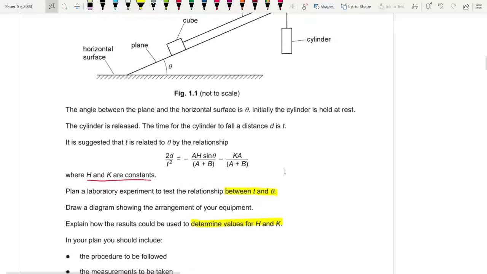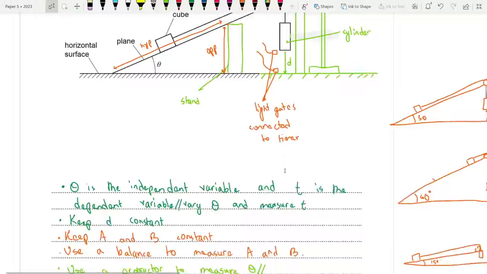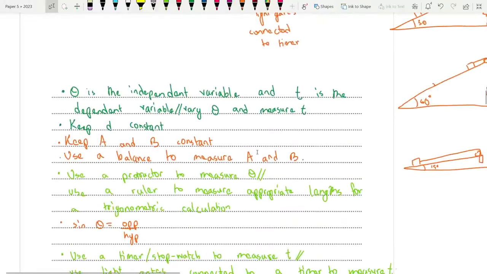All right. I've talked about them already. So yeah, let's go for it. So the dark green part is part of defining the problem. So theta is the independent variable and t is the dependent variable, or you could just say vary theta and measure t. And we need to keep d constant, keep a constant, keep b constant. So keep a and b constant. This is part of additional details, and keep d constant is part of defining the problem.